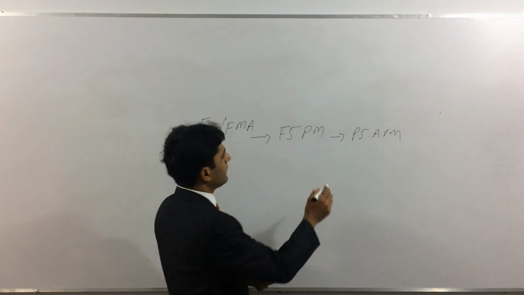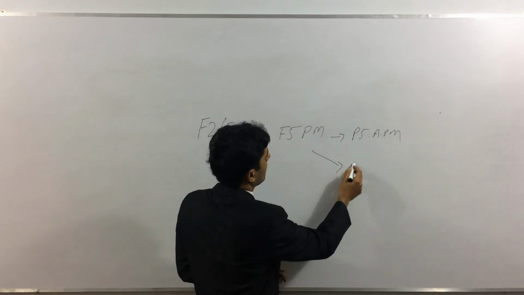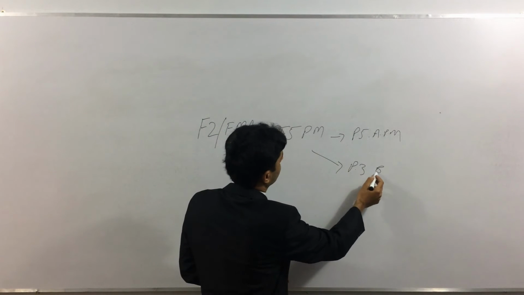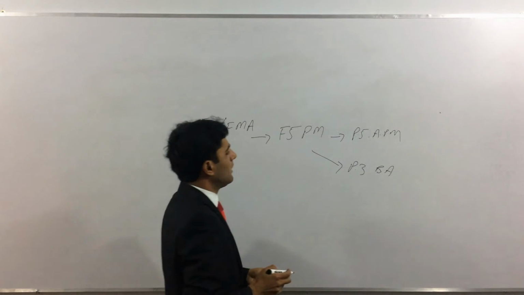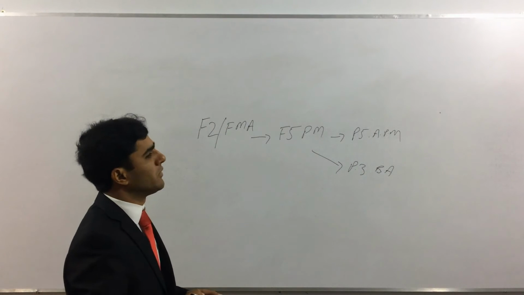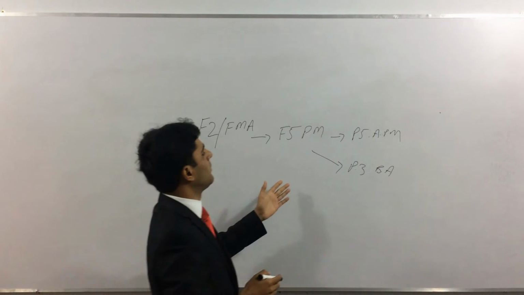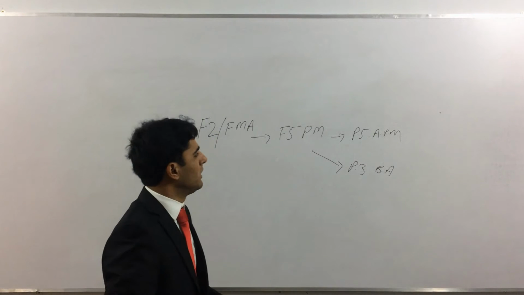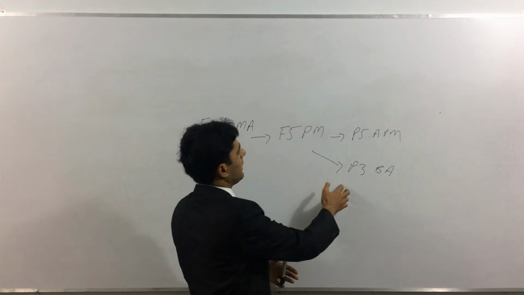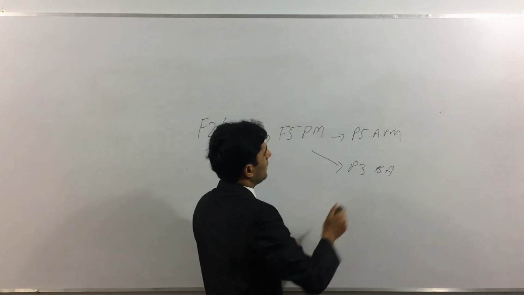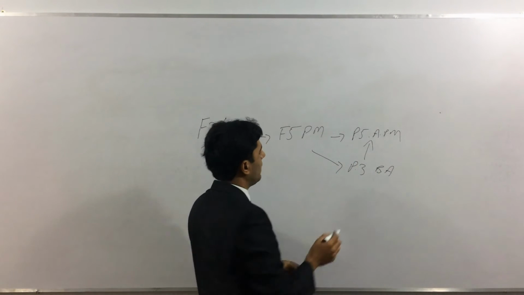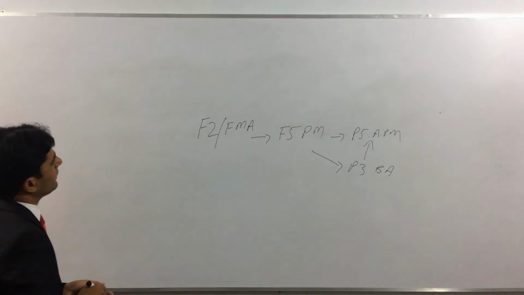There's relevance of exam P3, called Business Analysis, or BA. It is also relevant to F5. So some of the things which you are studying at F5 might well help you at P3 level. And P3 and P5 are also relevant to each other, right? So this is the relationship with other exams.